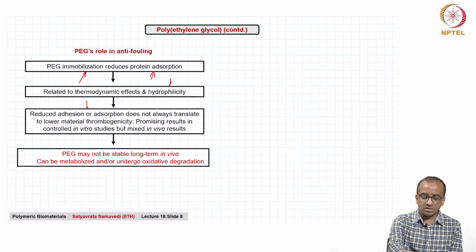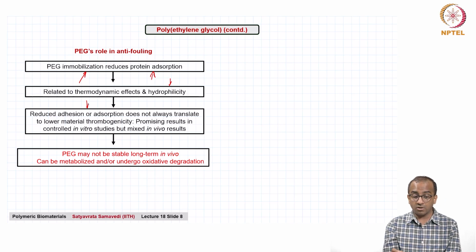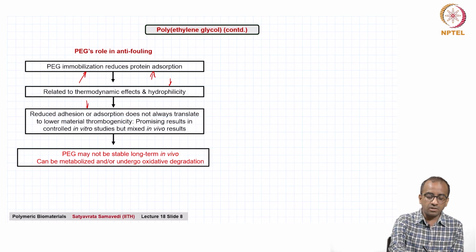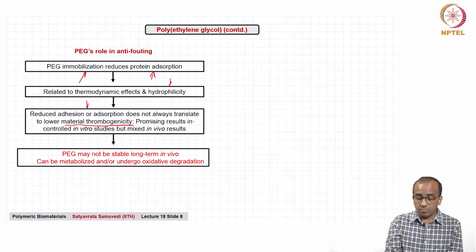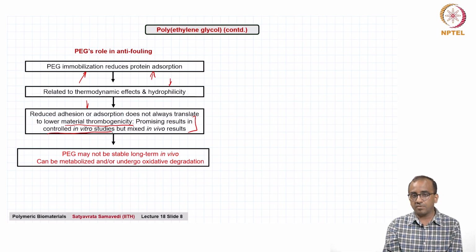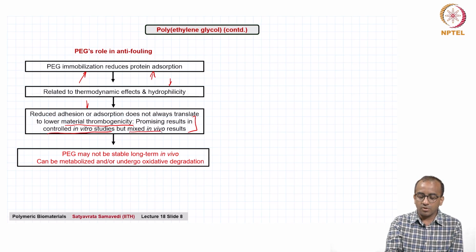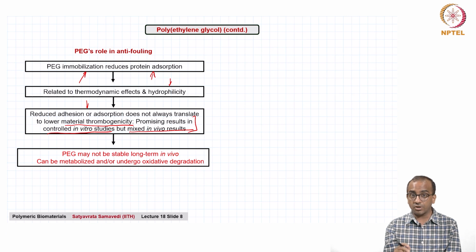But that reduced adhesion or adsorption did not always translate to lower material thrombogenicity. So, any promising results in controlled in vitro studies did not always translate to in vivo results. Now, this is an important point to keep in mind. It's a good example where we see that not everything that works very well in vitro will translate in vivo, because in vivo in the body the mechanisms are far more complex.